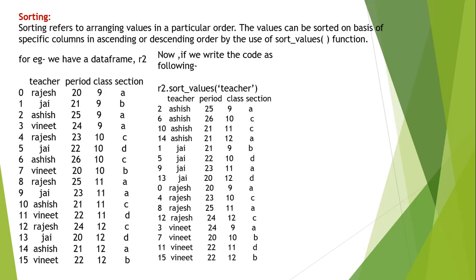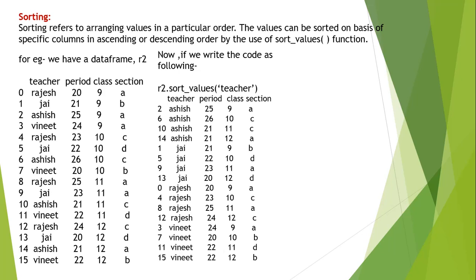As you can clearly see in the output, in the teachers, first all the entries of Ashish have been provided, then all the entries of Jay, then Rajesh, and then Vineet. So it has sorted by the name of the teacher, because in the sort we have given the column name as teacher. Also you can see the sorting has been done in ascending order. Why is it so? Because the default order is ascending only. So if we do not give any order, it will by default sort in ascending order.